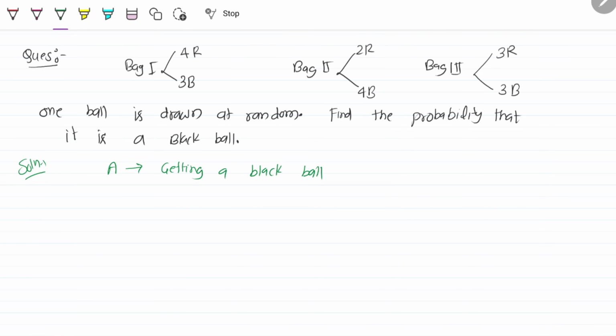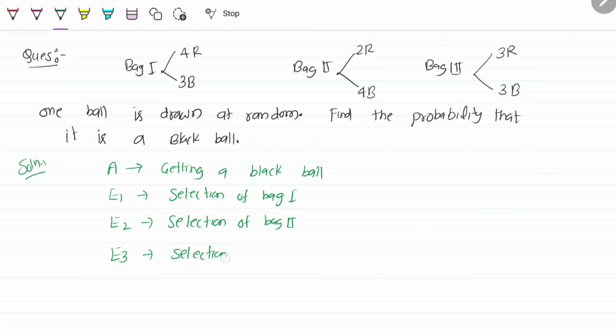And then partitions E1, E2, E3. What is E1 here? I hope this is now very clear. E1 means selection of bag 1. What will be E2 then? Selection of bag 2. What will be E3? Selection of bag 3. Okay, so can you tell me what is PE1 value, probability of E1?